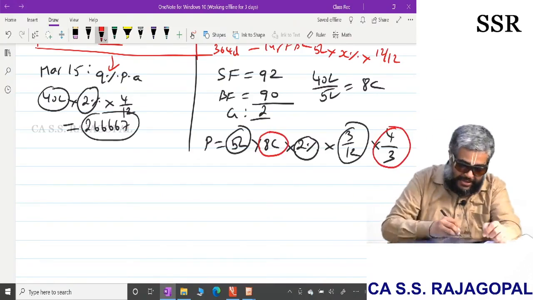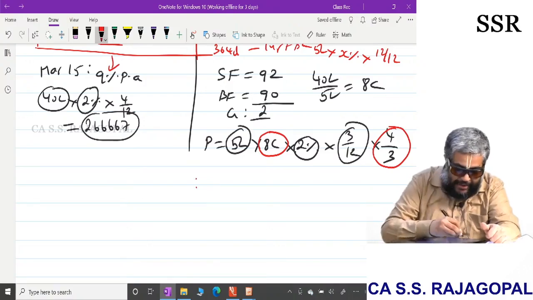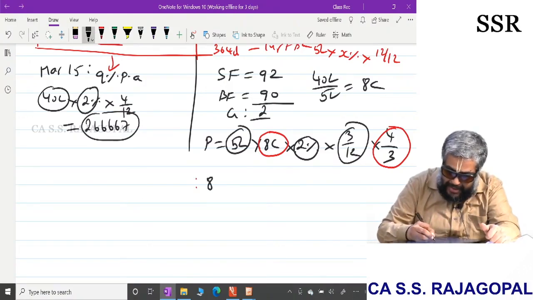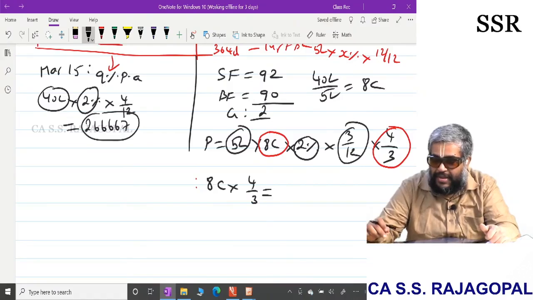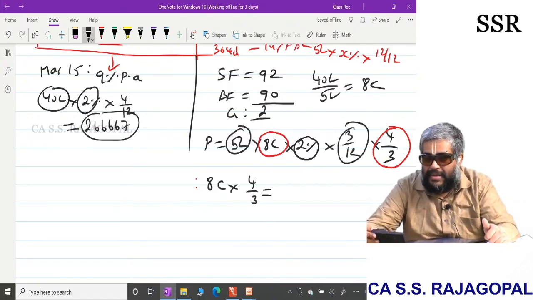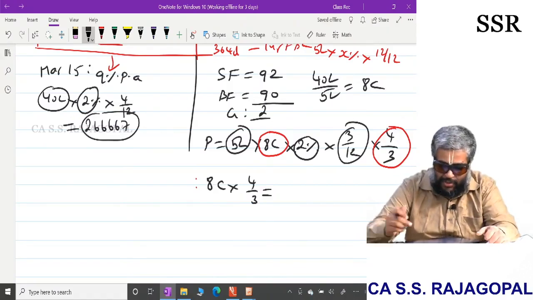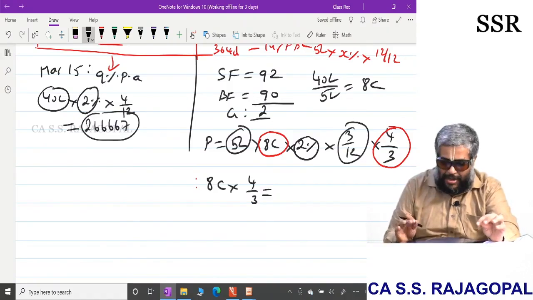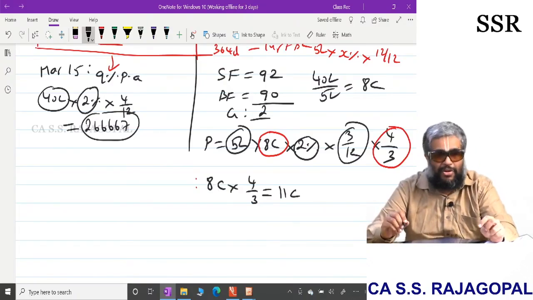Please see here, friends. The number of contracts will be 8 contracts into 4/3. 8 into 4 is 32, divided by 3 gives you 10.67 contracts. How many contracts here? 10.67 contracts. Okay. And your contract size problem is that, let me round off to 11 contracts. How many contracts here? 11 contracts.